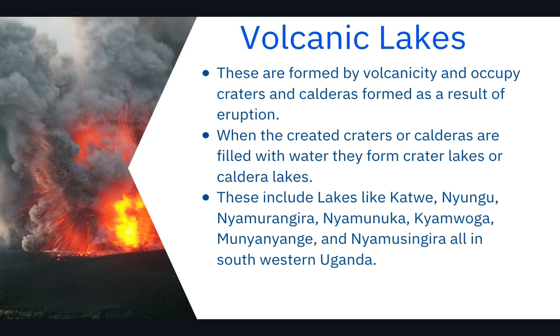So we see a lot of activities around that area. So we are saying when the craters or calderas are filled with water, then they form crater lakes or caldera lakes. These include lakes like Katwe, Nyungu, Nyamilangira, Nyamunuka, Chamonga, Manyanyange, and Nyamusingire, all in Western Uganda. So Western Uganda is blessed to have all of this because it received the effects of volcanicity up to now. So that area around there.